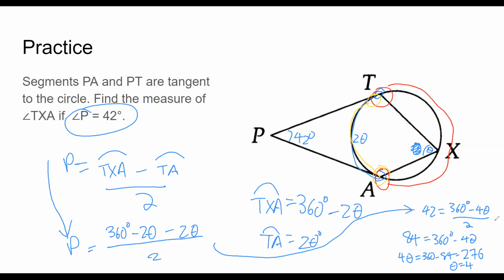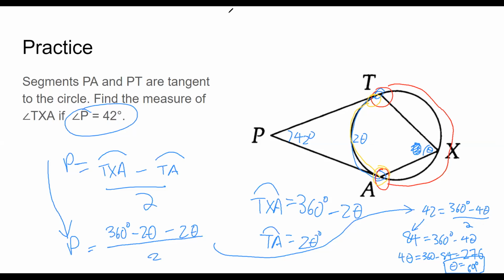And that gives us theta is equal to, my mental math is faltering here. 276 divided by 4 is 69. Wait, then what about the dividing by 2? To get rid of the dividing by 2, what I did was I multiplied both sides by 2. So this 42 became an 84 here. You see? Oh, okay. Yeah. Good question.